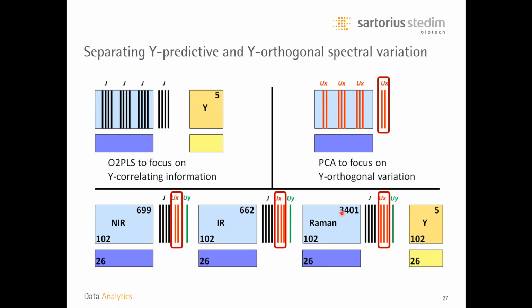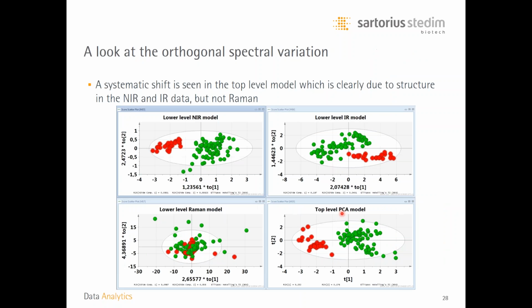Alternatively and complementary, we can also take a look at the variability in the spectra that are systematic between the samples, but the systematic information is not caused by changing proportions of the analytes in the sample mixtures.